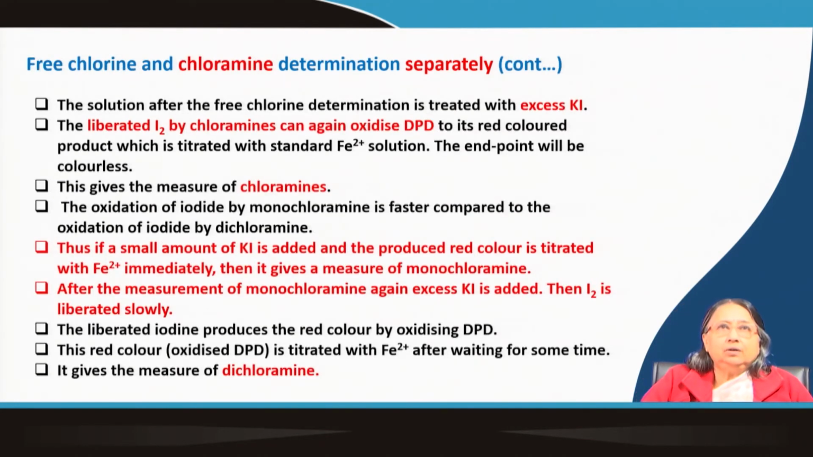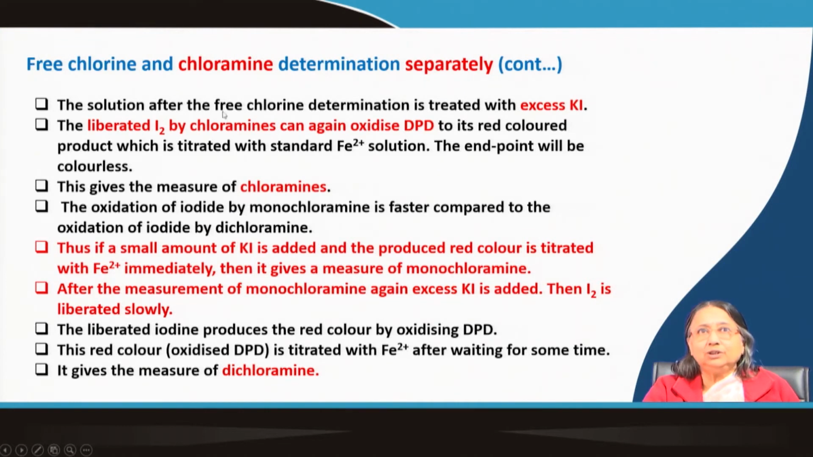Now, free chlorine and chloramine determination separately. Okay. The solution after the free chlorine determination is treated with excess KI. Free chlorine you have already determined. Now, you want to determine the chloramine concentration. So, how will you do it? It is a mixture. Say, for example, free chlorine is also there, chloramine is also there. Free chlorine you have already determined. Now, you want to determine the combined chlorine, chloramine. So, how will you do it? That is written here step by step.